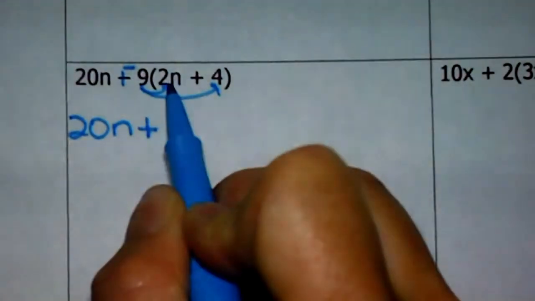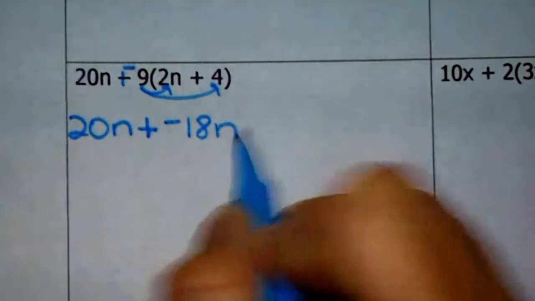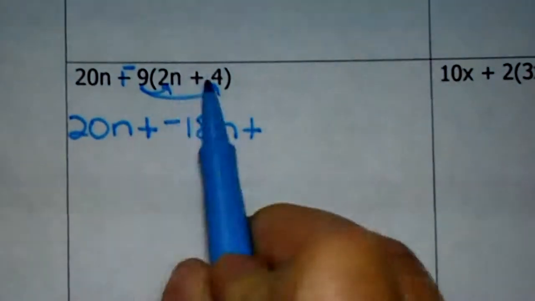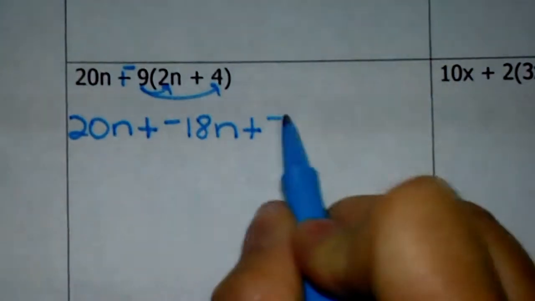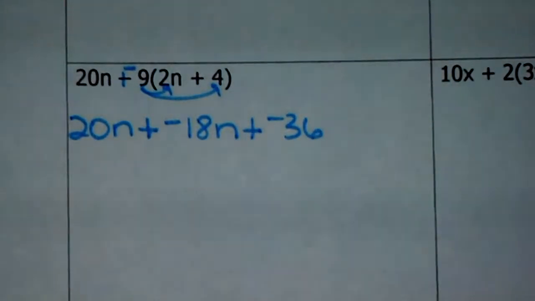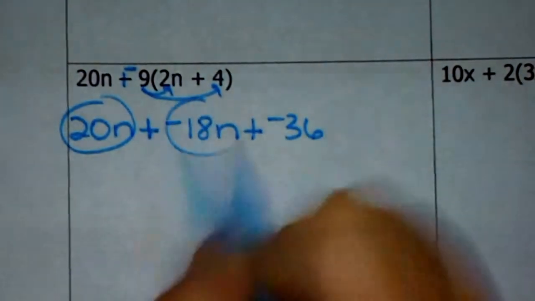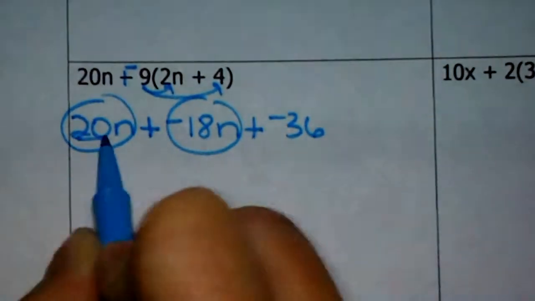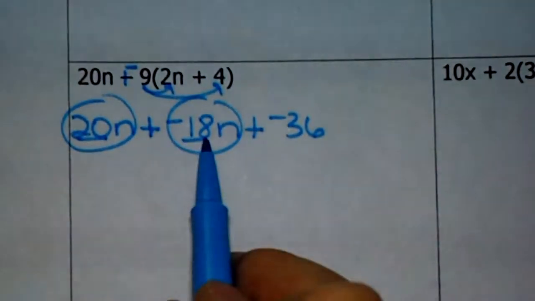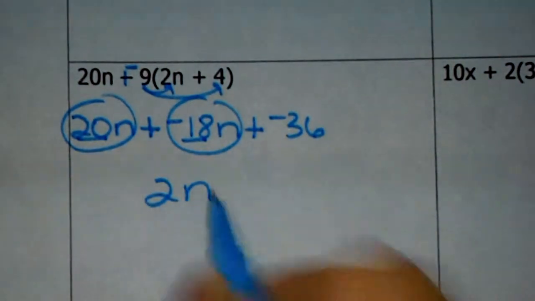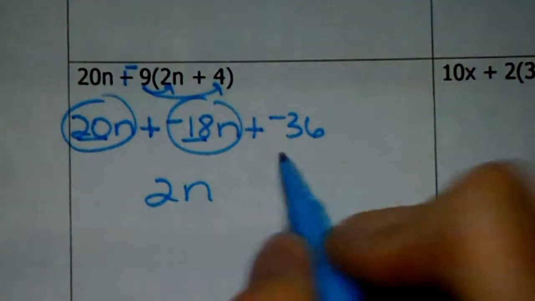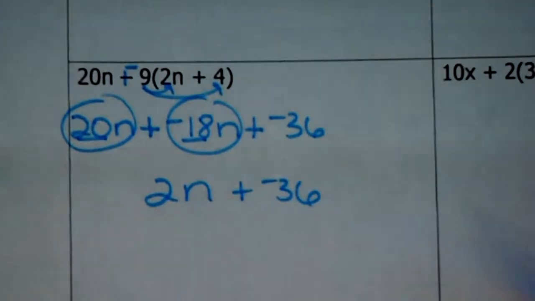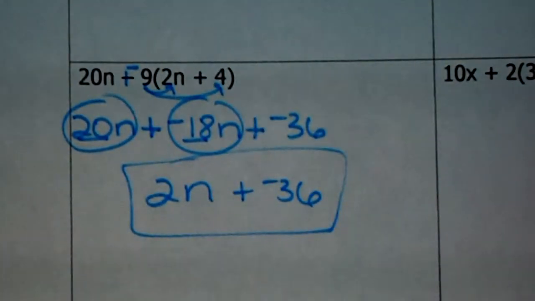All right, negative 9 times 2n means I have negative 18n. I'm going to bring down my addition sign to separate those terms. And negative 9 times 4 is negative 36. So step 1, step 2, both done. We keep, change, change. We got rid of our parentheses. Now what we need to do is combine our like terms. And I see that we have a 20n and a negative 18n. They both have n's. They will hang out. 20n plus negative 18n gives me 2n. All we had to do was add those coefficients. And I still have this plus negative 36. And then we are done.